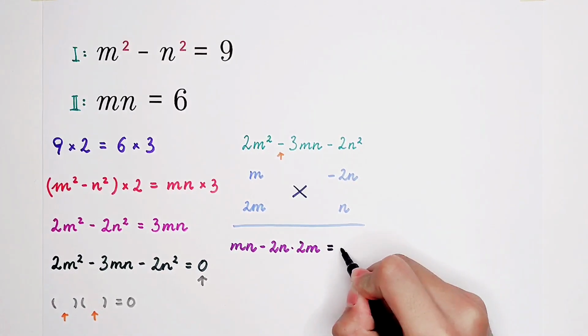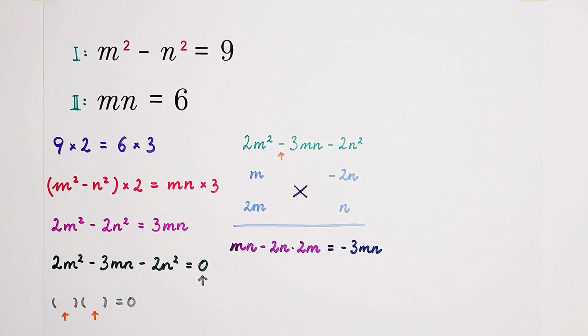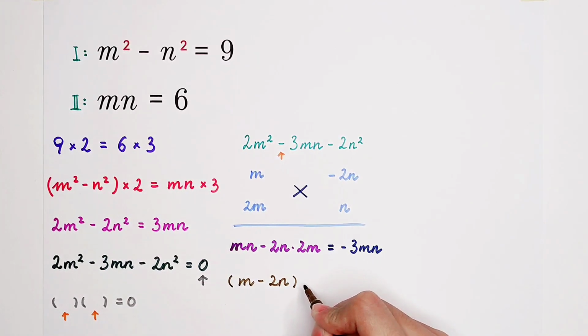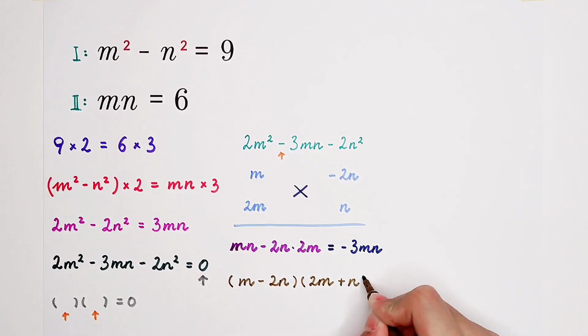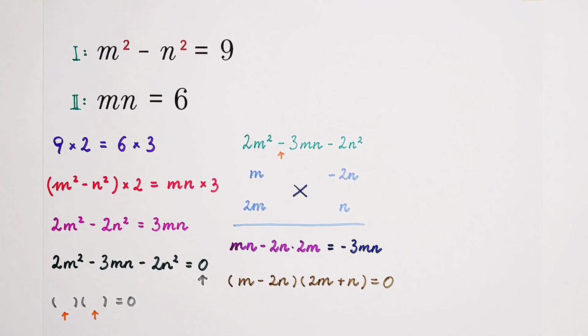It is actually negative 3mn. The factorization is actually (m minus 2n) times (2m plus n). The right-hand side, 0. So now, successful. The left-hand side, a product. The right-hand side, 0. Then we have two cases.